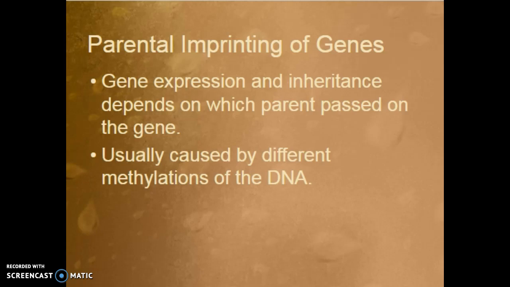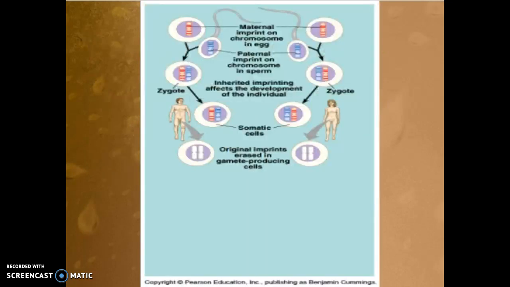There is something called parental imprinting of genes, where gene expression and inheritance depends on which parent passed on the gene. Think about that from the Mendel discussion. We said that was one of the spermists and the ovists. That was one of the ideas that Mendel kind of redirected. Usually this is caused by different methylations of the DNA, different processing. So something gets a male methylation pattern or a female methylation pattern, and that makes you more like your parent. Crazy enough, it resets every generation.